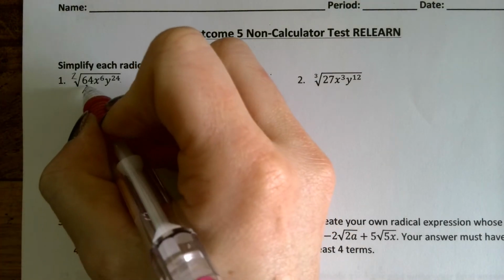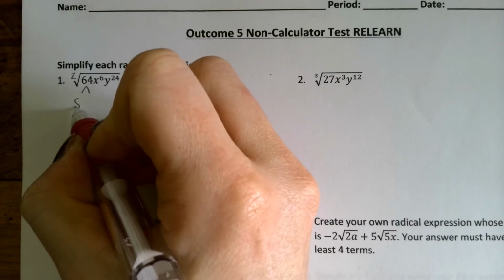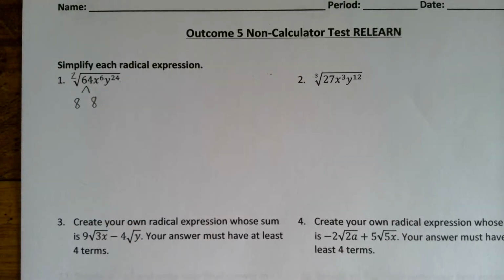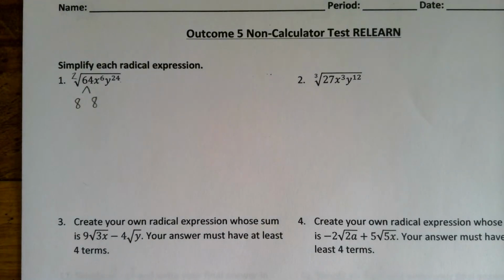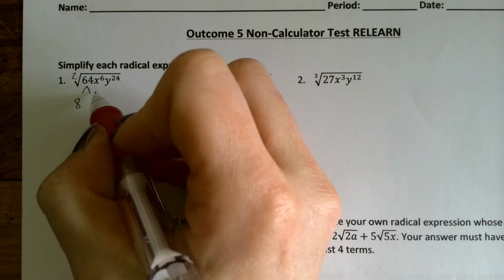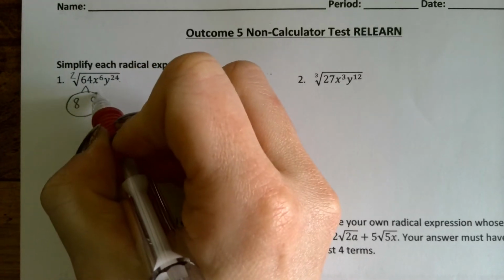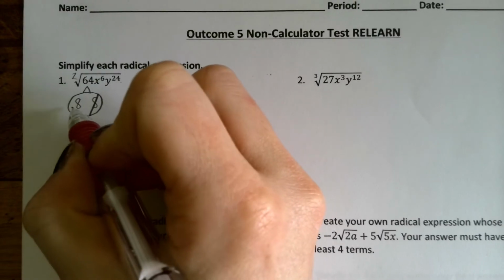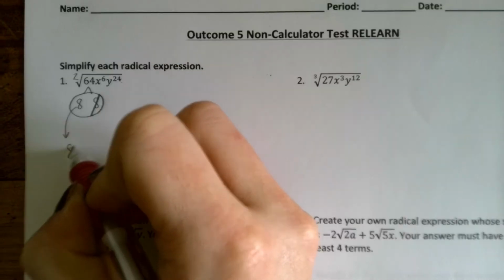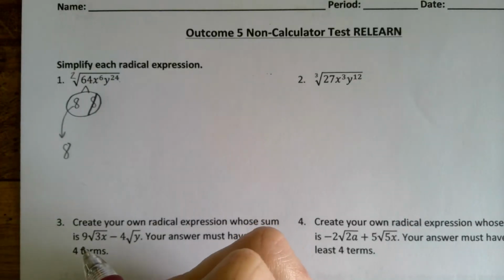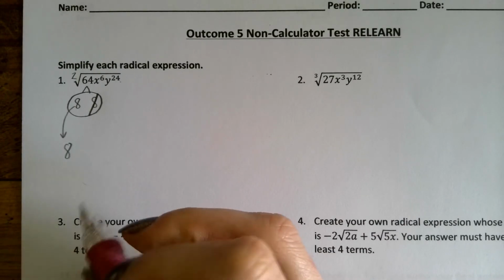So I'm going to take 64 and break this down. I know it breaks up into 8 and 8, which is probably the best way to break it down because from there I already have a group of 2, so I can circle them. One of the 8s will cross off, and the other 8 gets outside of the radical, so it's no longer inside of that square root.